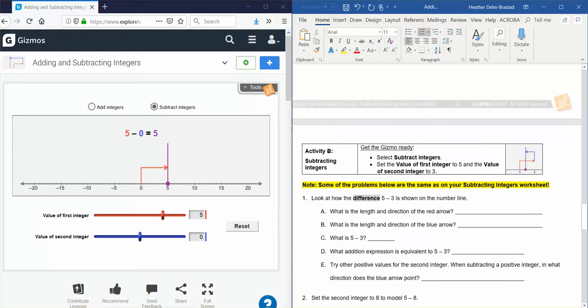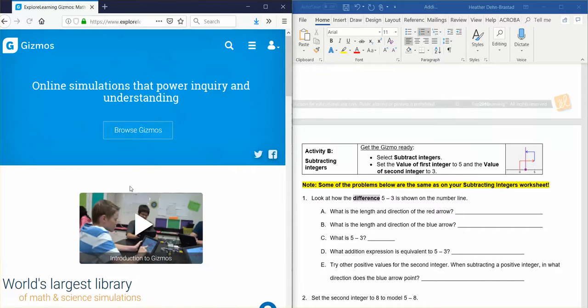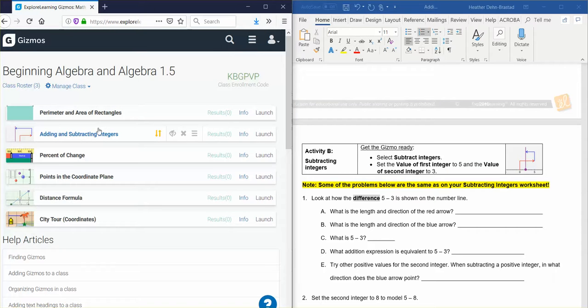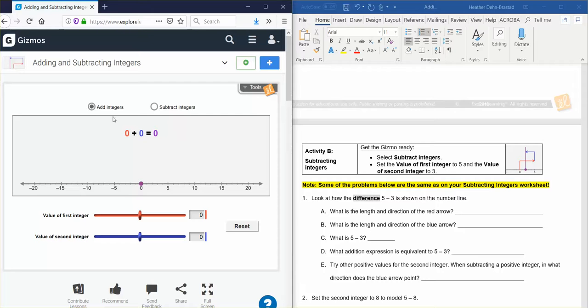In this video, I'm going to continue showing you how to use the Gizmo. In the first video for this, I showed where to find it, but it's called adding and subtracting integers. We did the adding part in the first one. There's both adding and subtracting. So it's the one that says adding and subtracting integers, and we want to launch the Gizmo. The first part was on adding, now we're going to do subtracting.